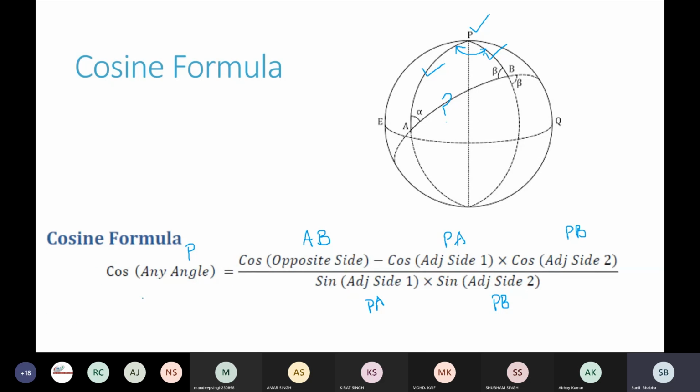Now, if you see in all these values which we have filled here, angle P is known to us, side PA is known, side PB is known. The only unknown here is AB. So if we put all these values of angle P, value of side PA, value of side PB in this formula, we will be able to easily calculate what is side AB of this triangle.